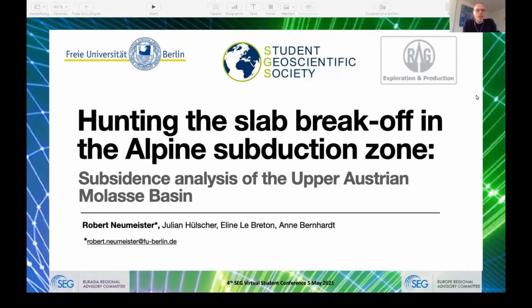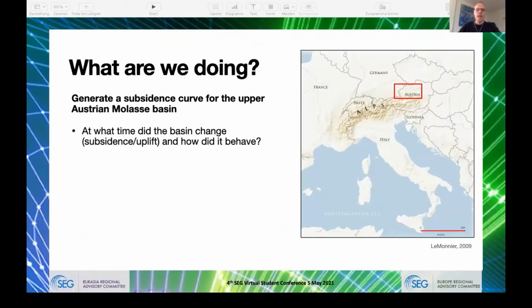I would like to give a talk about the hunt of the slab breakoff in the Alpine subduction zone, or in more scientific words, the subsidence analysis of the Upper Austrian molasses basin. First of all, we have to start with what we are actually doing. As the title already says, we are generating a subsidence curve for the Upper Austrian molasses basin. With this, we would like to get to know at what time the basin saw changes in subsidence or uplift and how it behaved in these time steps.